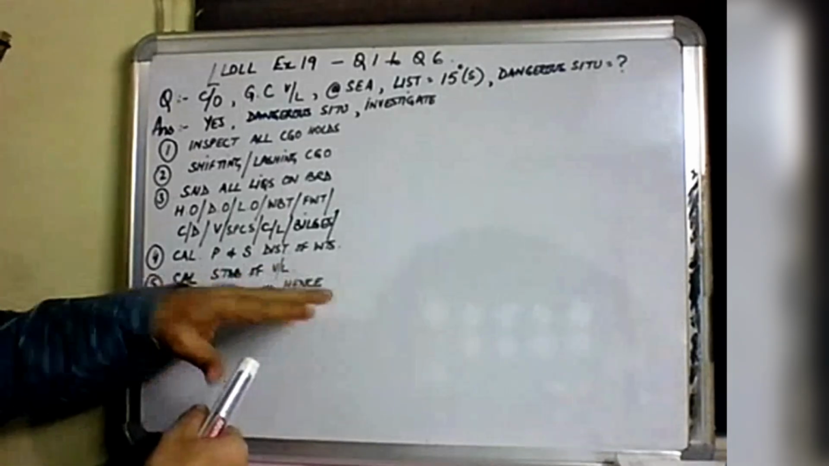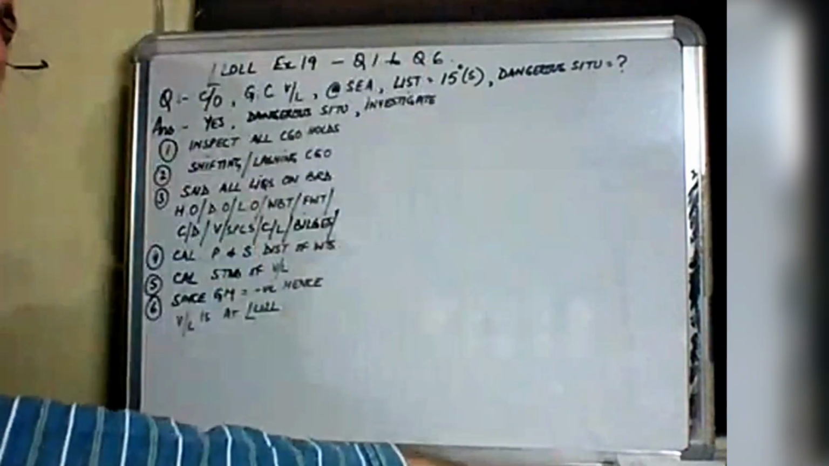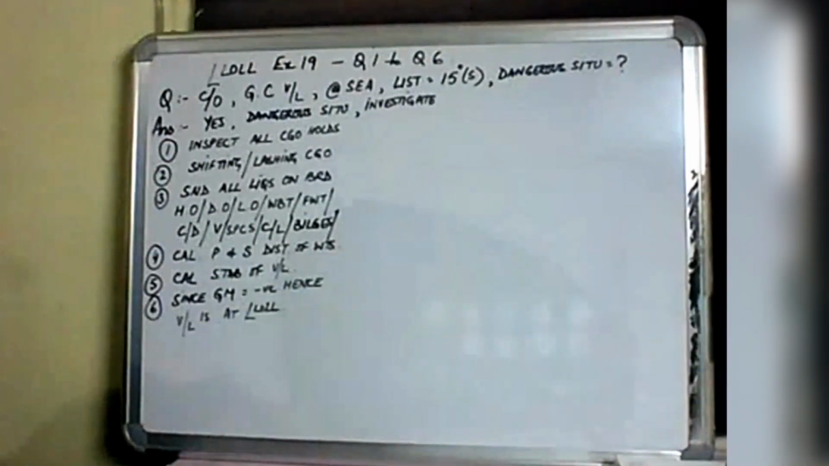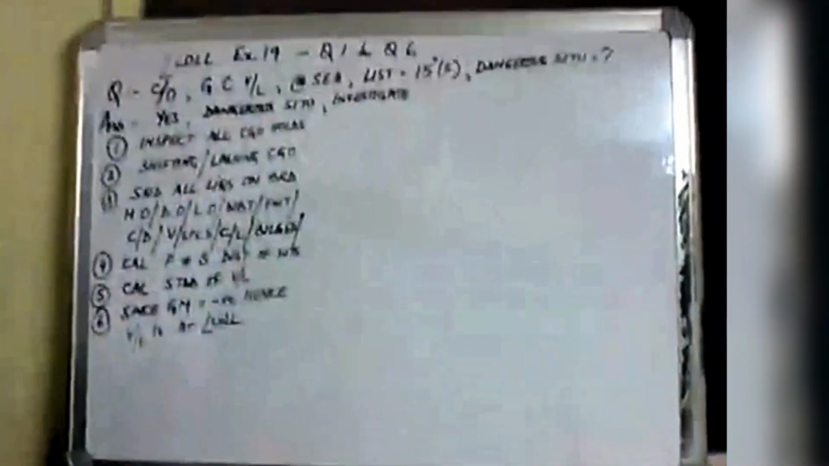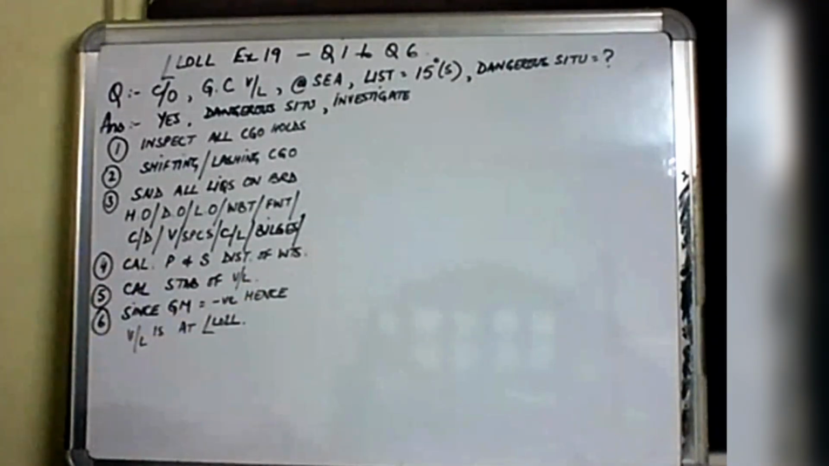Since GM is negative, hence the vessel is at an angle of loll. Okay, is everything fine till here? Does anyone have any doubt up to here? Sir. So what is point number 5? Point number 5 is to calculate the stability of the vessel.